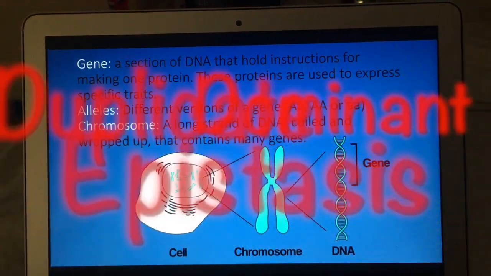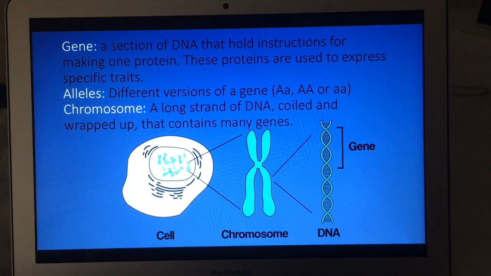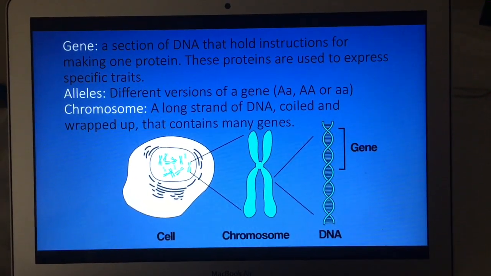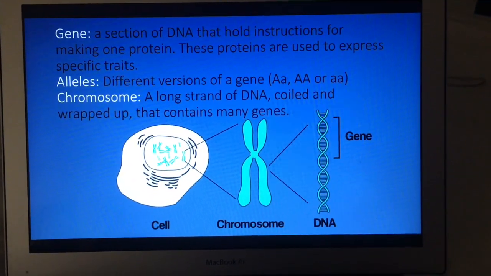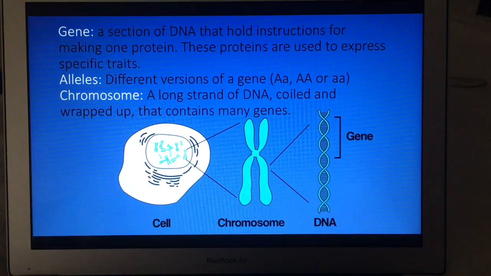To start off, we will go over the definition of a few terms. A gene is a section of DNA that holds instructions for making one protein. These proteins are used to express specific traits. Alleles are different versions of a gene. For example, big A, big A, or small a, small a.